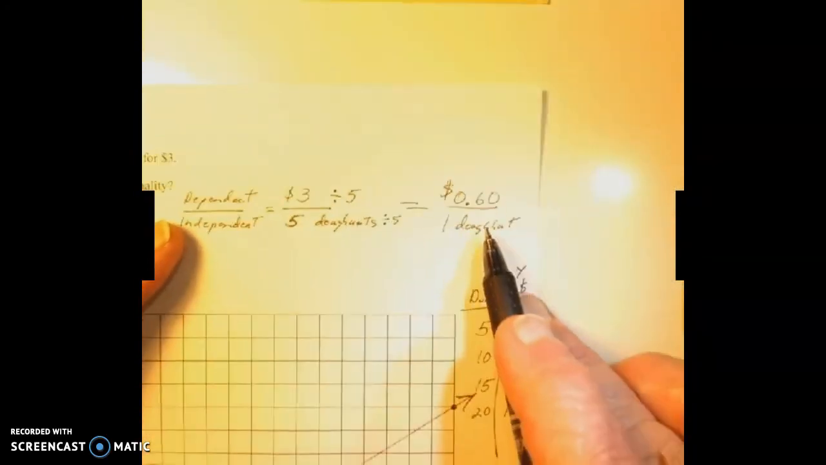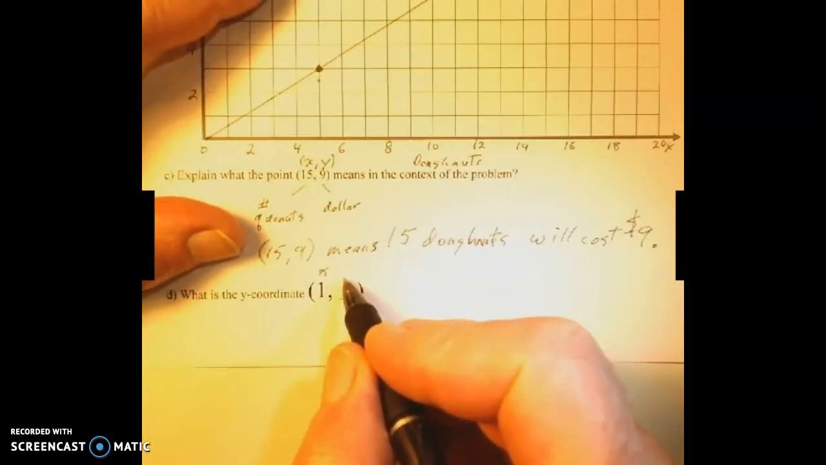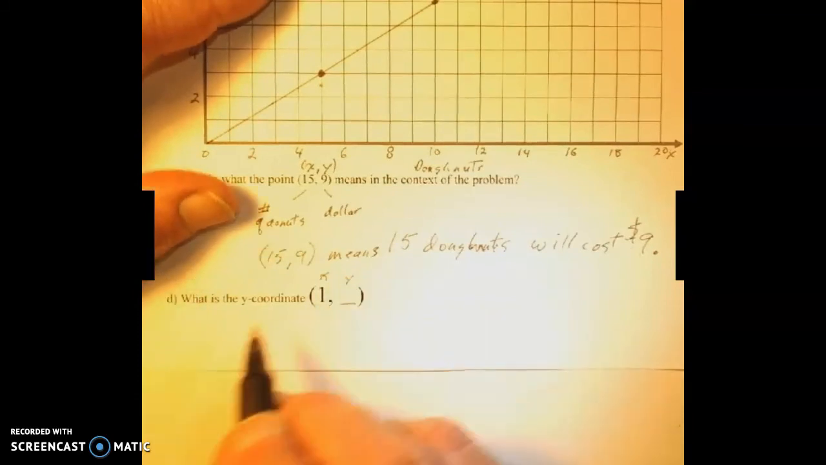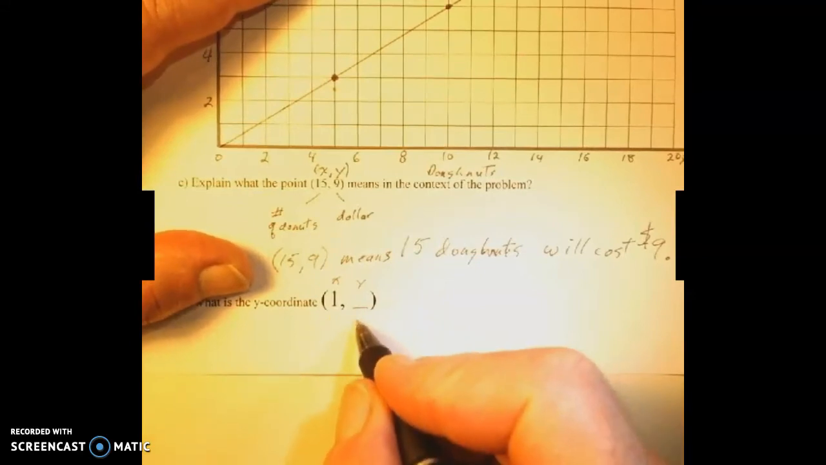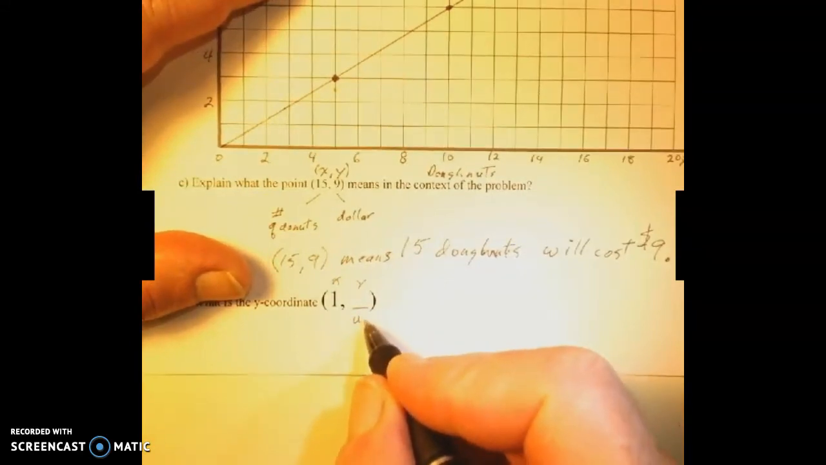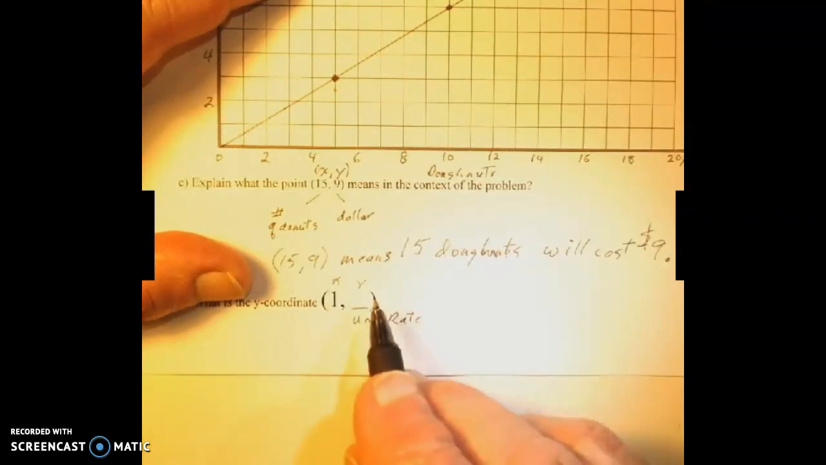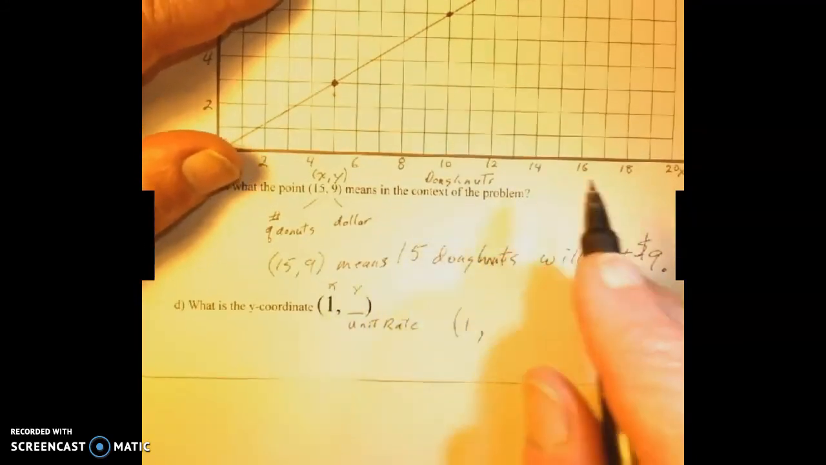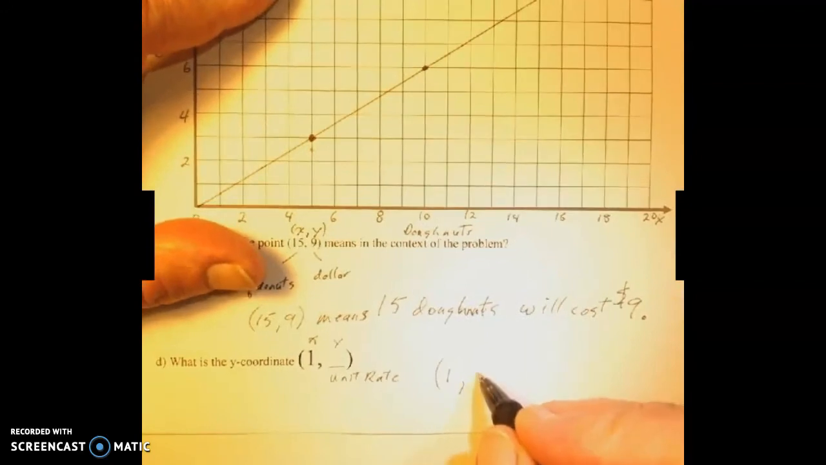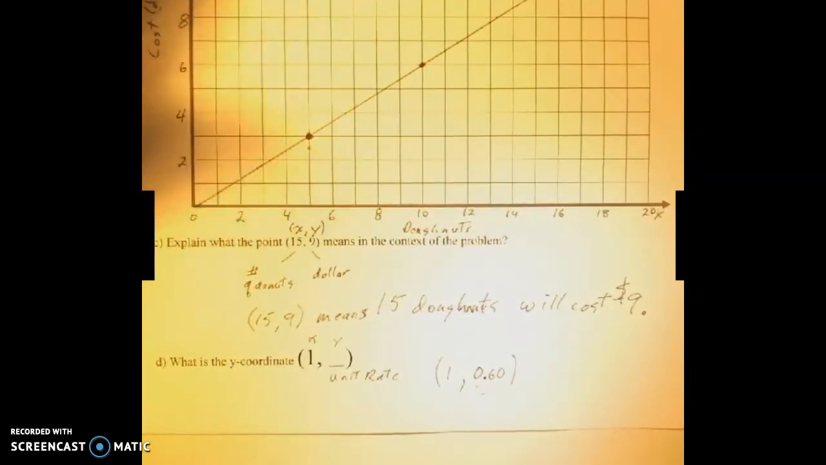That's our unit rate. And that is one thing that you're supposed to know, is that when you have an ordered pair on a proportional relationship, when x is 1, then y is your unit rate. In that case, in this ordered pair, when x is 1, the y-coordinate is 60 cents. That is it. 60 cents is the y-coordinate. It is our unit rate.